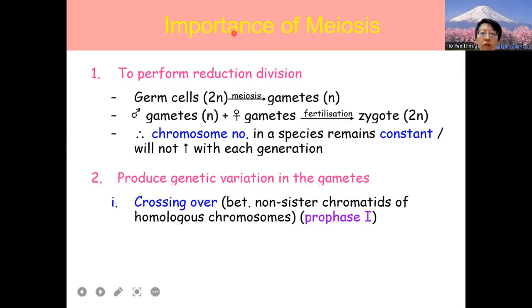How to produce genetic variation? Here we want to see the importance of meiosis. Number one, to perform reduction division to produce haploid gametes. Number two, to produce genetic variation of gametes. So how can meiosis produce genetic variation?